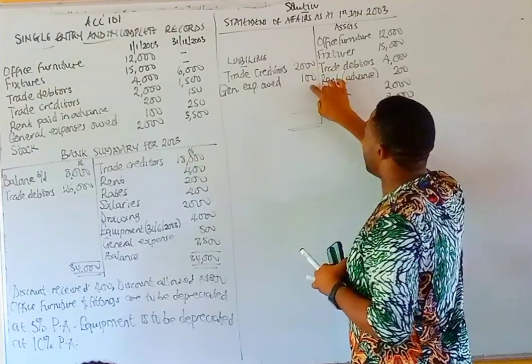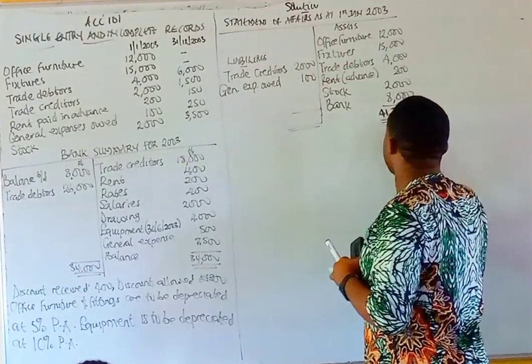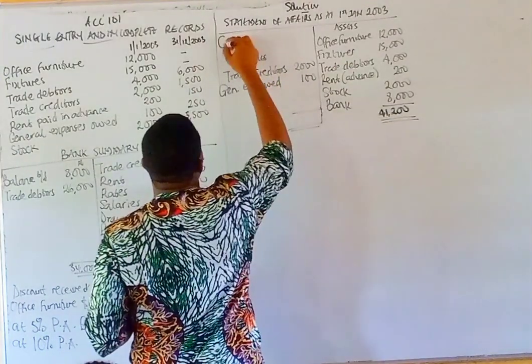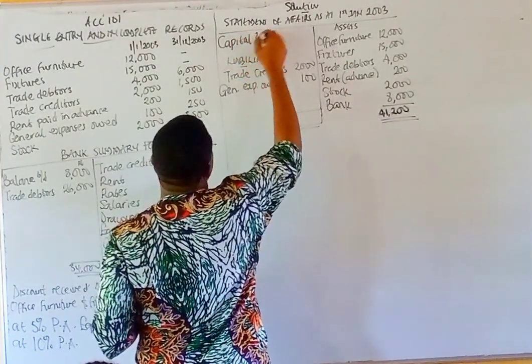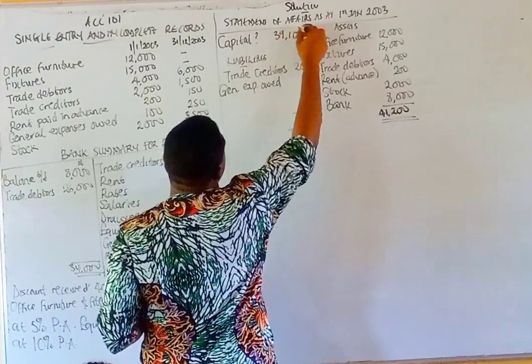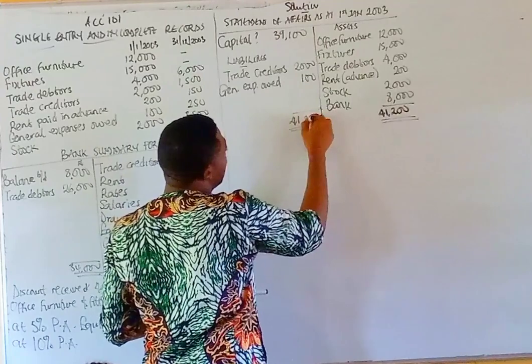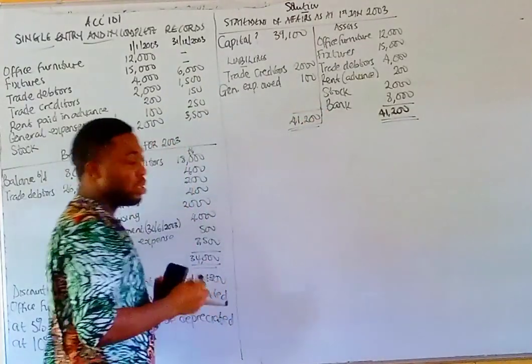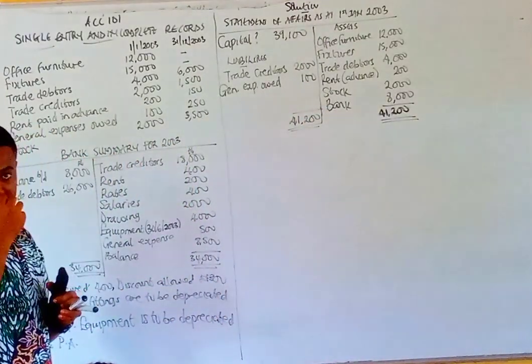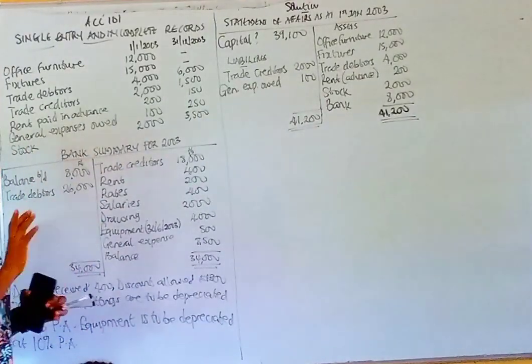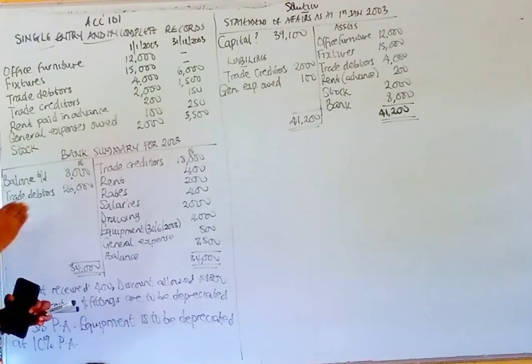So this is giving us 2,000. So subtract it from 39,100. So our capital, which is in brackets, is 39,100. Right? Yes. So if you now add everything, it's giving us 41,200. So that is step 1. Step 2 was to prepare this, but we already have this and this. So no need.